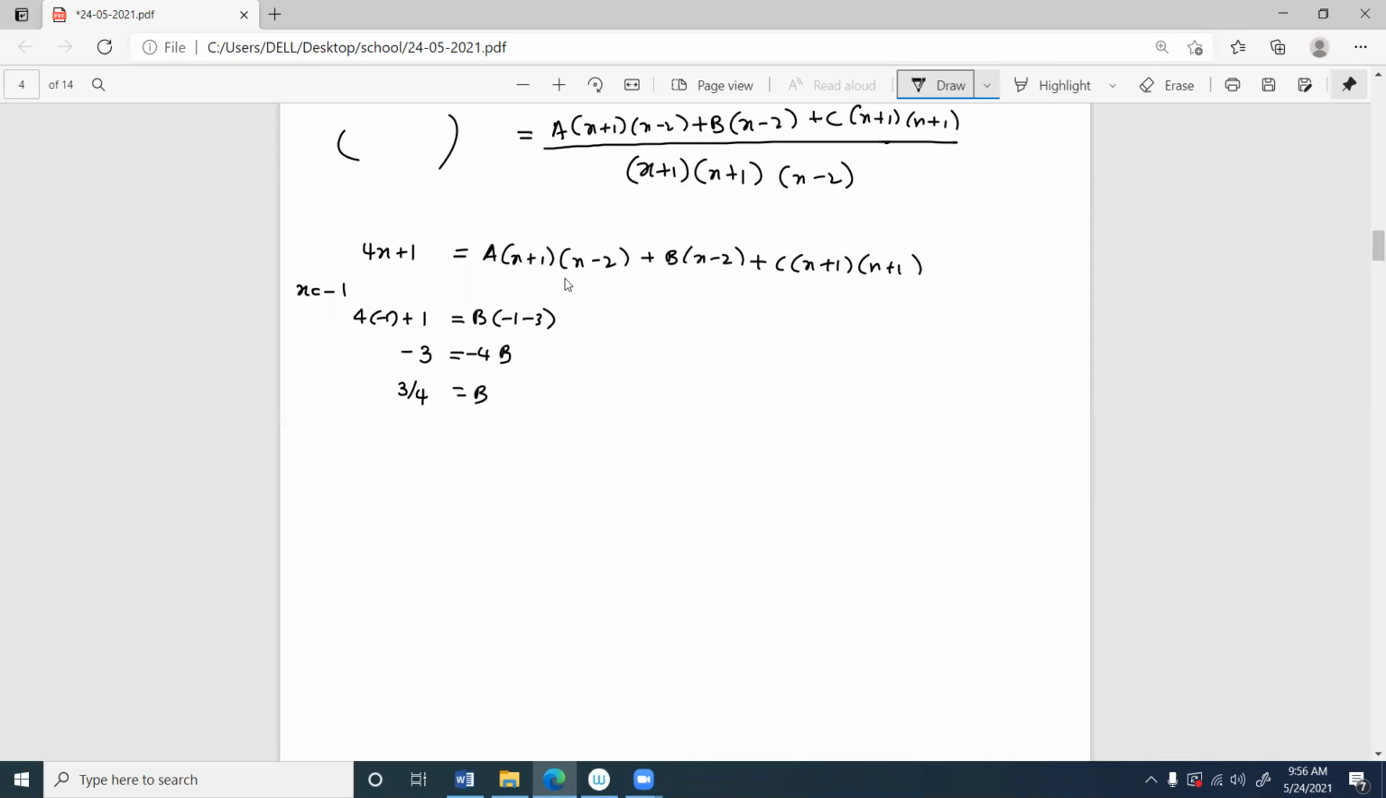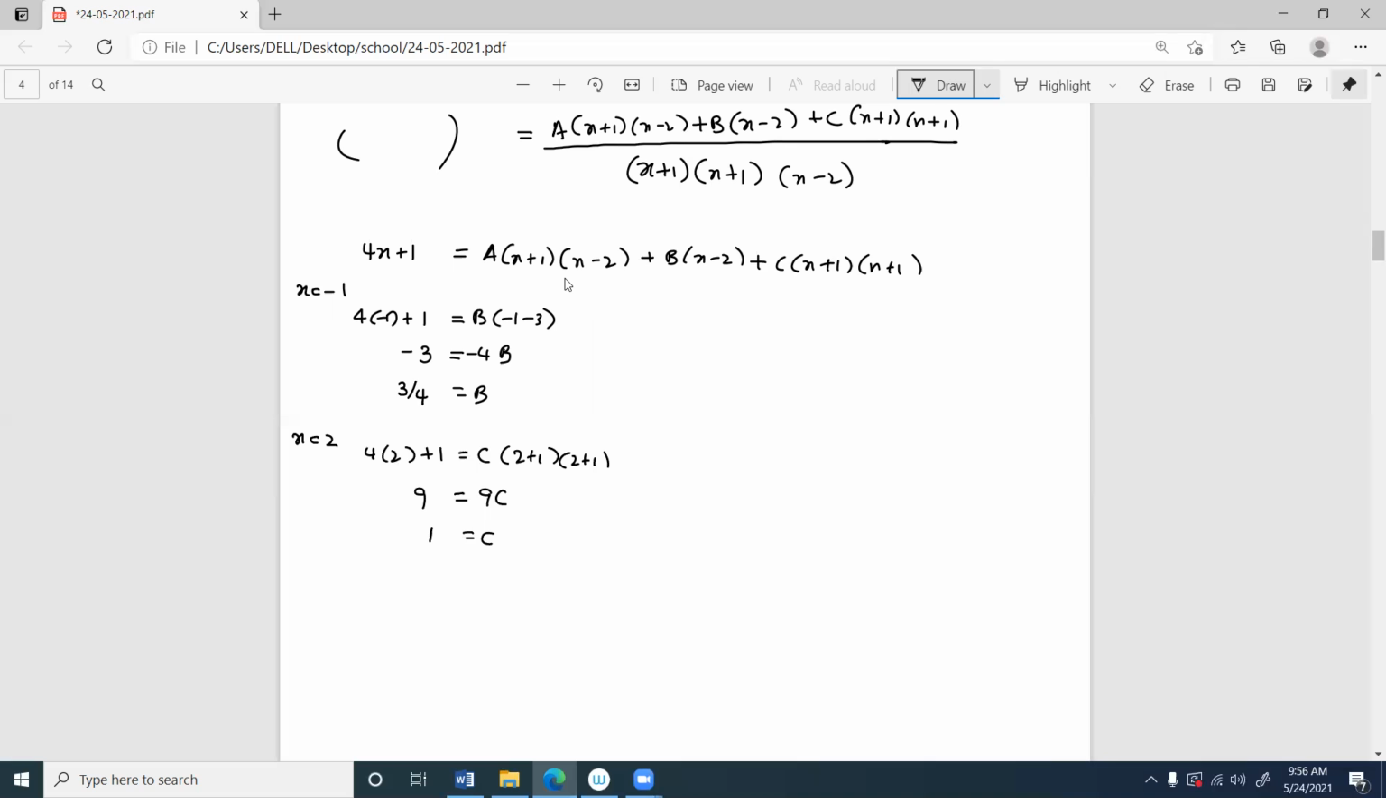Then again, I'll try to find the answer for C. To find C, the common bracket for A and B is x minus 2, so I put x equals 2. By putting x equals 2, this term turns to 0, and this one also turns to 0. That is 4 times 2 plus 1 equals, these two terms become 0, 2 plus 1, 2 plus 1. So it turns to 9C equals 9. Therefore, C becomes 1.